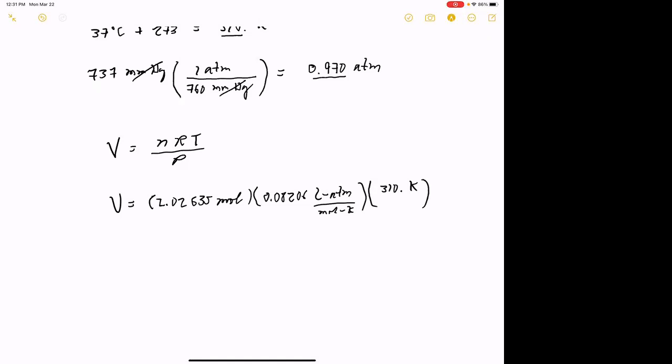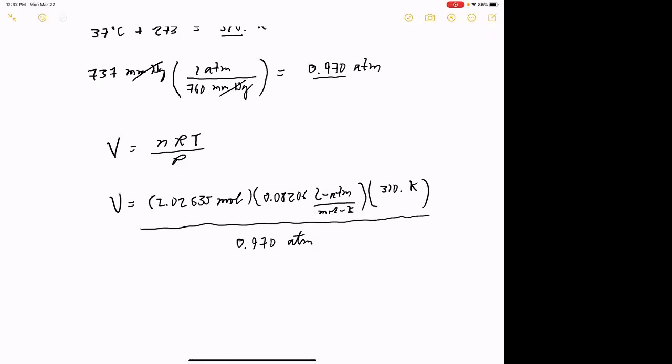Okay, now I got to divide all that by the pressure, don't I? So I'm going to put a big line there, and what was my pressure? 0.970 atmospheres. And again, the hardest thing about this, which really isn't hard, is trying to make sure that all of the units align, right? So make sure you're paying attention to the units and getting them into the correct format there.